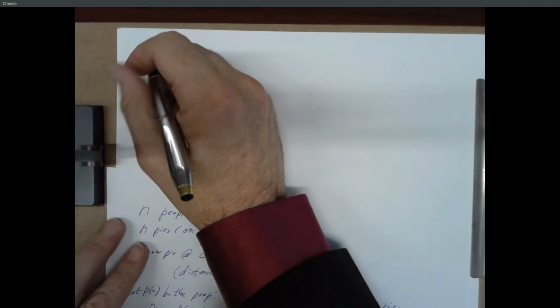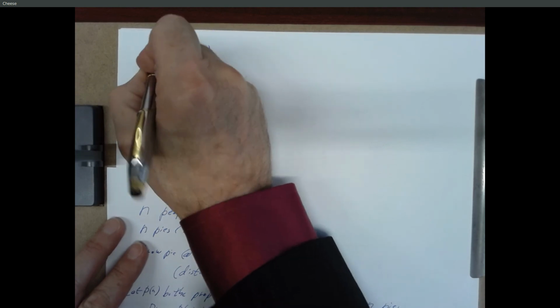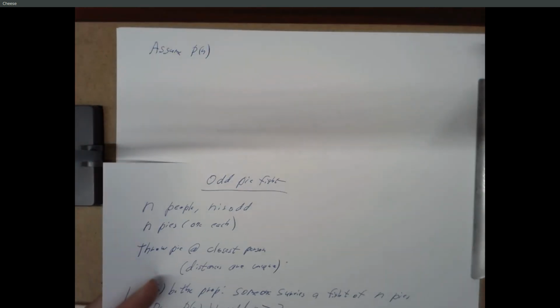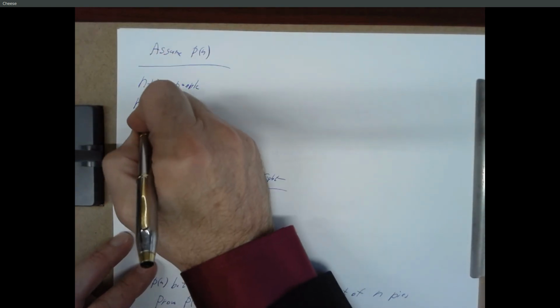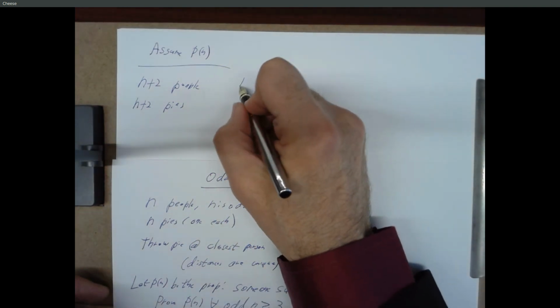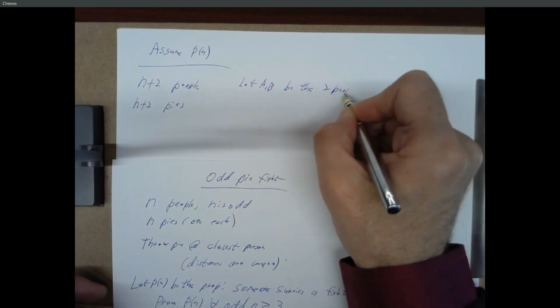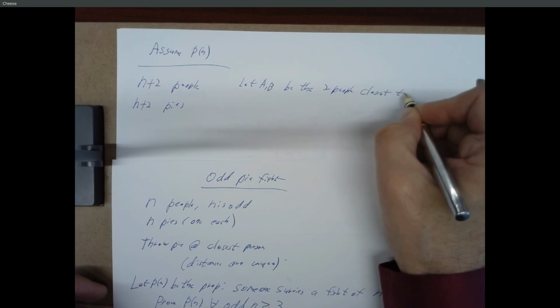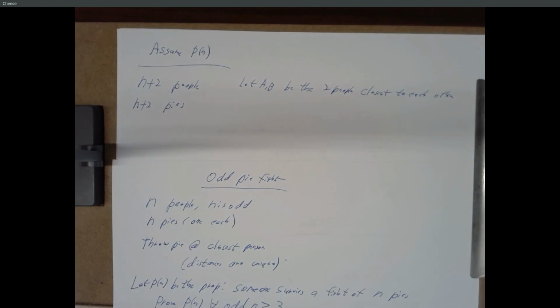Okay, so now assume P of n. So n people, n pies. And now let's imagine n plus 2 people, and n plus 2 pies. Okay, same thing. Let's start off. Let A and B be the two people closest to each other. So A will throw their pie at B, B will throw their pie at A.